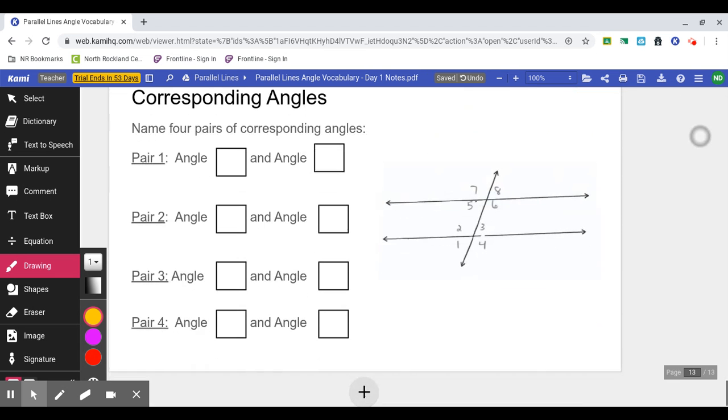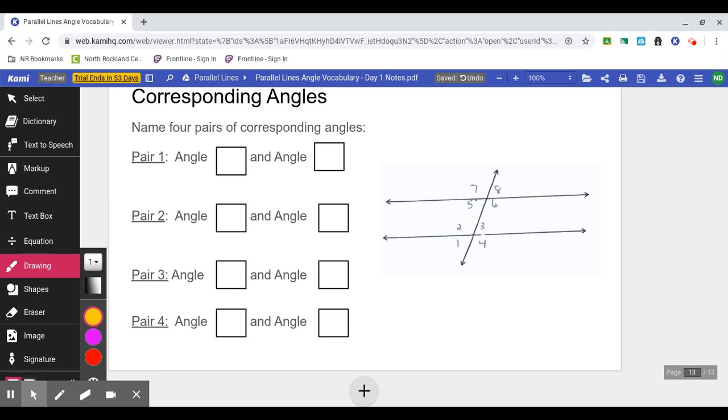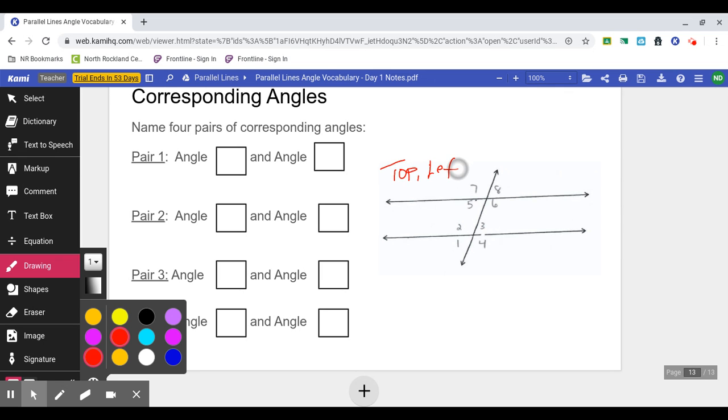So now let's just do some more practice identifying corresponding angles. So I'm just going to start with the first line I see, which is the one on top. I first have an angle that is on the top and to the left, which is angle 7. Now I want to look at the second line and determine which other angle is on the top left, and that would be angle 2. So that means angle 2 and angle 7 are corresponding angles.